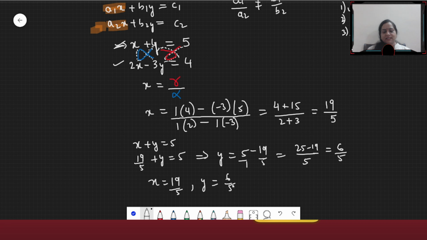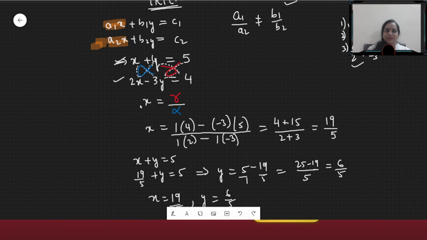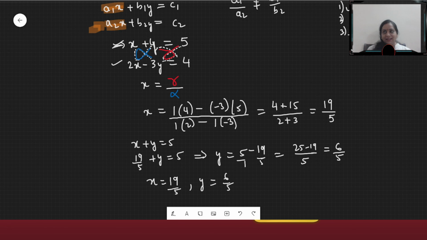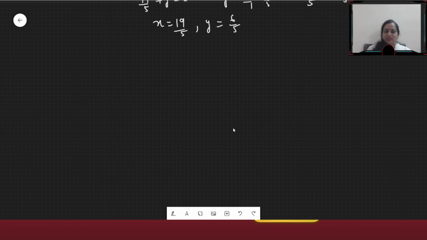Should we take one more example? One example we'll take and we will solve it. Okay, one last example, so that the method, remember what is that trick? x is equal to alpha r by alpha. Get the value of x, do the substitution and get the value of y also. Let's do one more question so that you understand this trick very well.